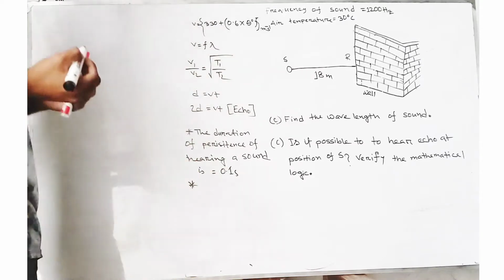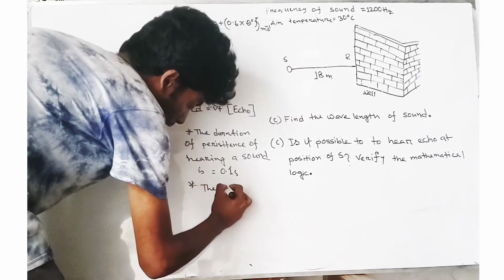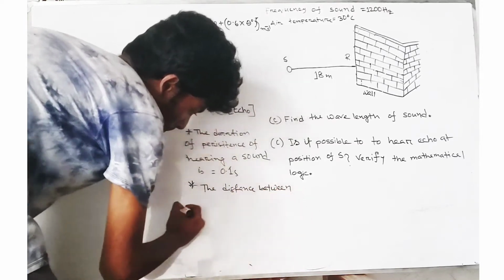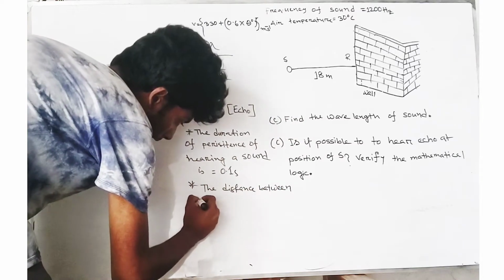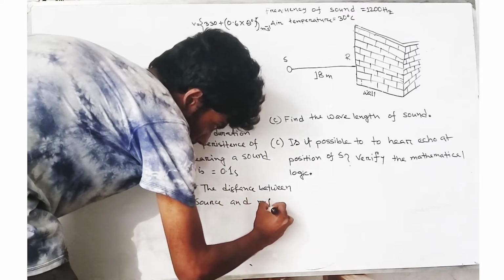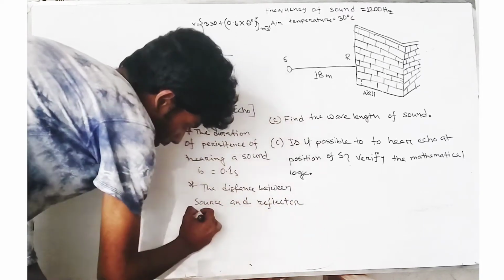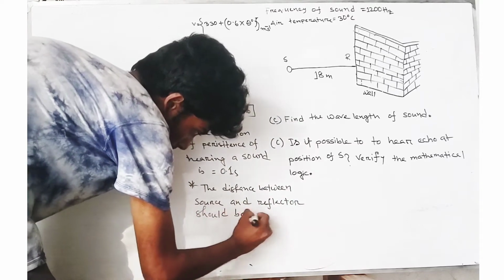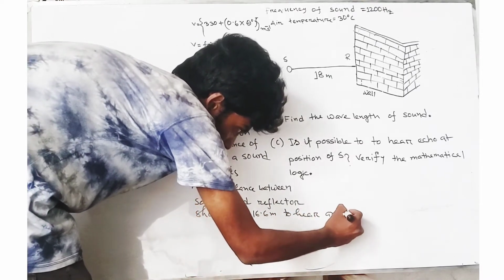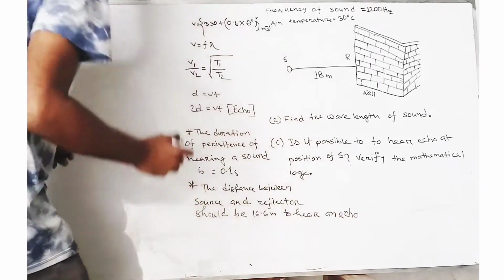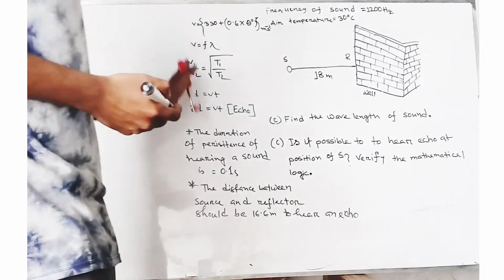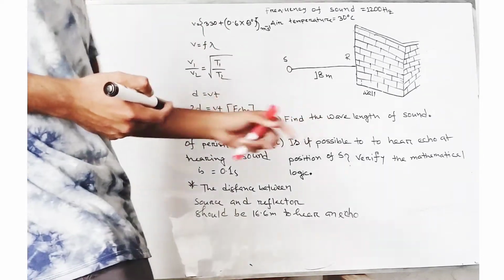Number two, the distance between source and reflector should be 16.6 meter to hear an echo. These are the important data and important information. We will have to utilize them for solving this math.